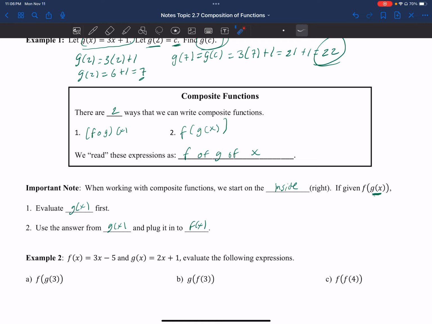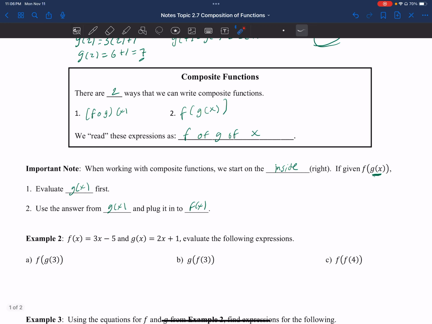Again, this will be a little bit easier to do. So this one, for example, example 2, says let f of x be equal to 3x minus 5 and g of x equals 2x plus 1. And then we're evaluating the following functions. So for the first example, I'm looking for f of g of 3. Again, it starts with the inside. So I'm evaluating what g of 3 is.